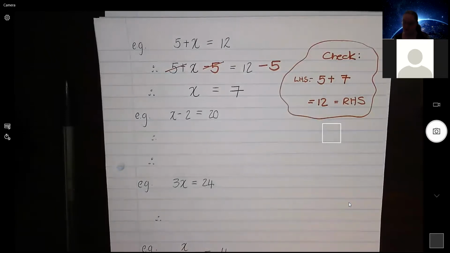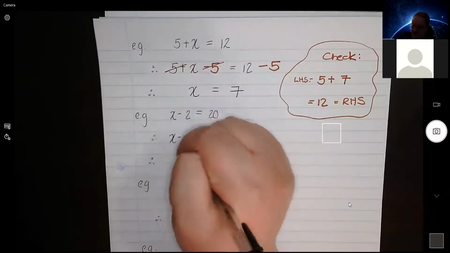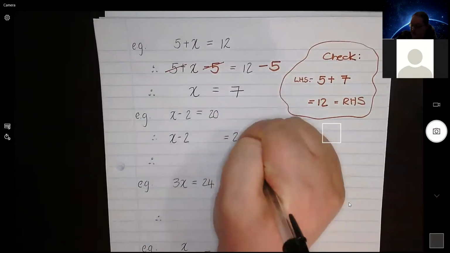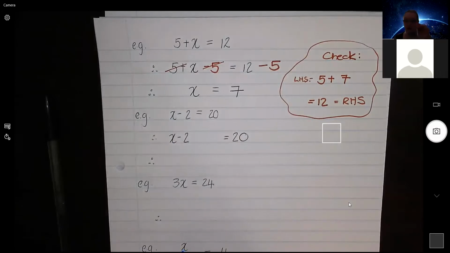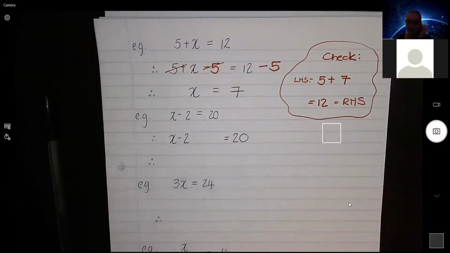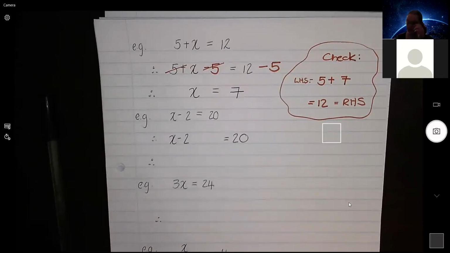Okay. So, for example, over here, we have x minus 2 equal to 20. Left-hand side equal to right-hand side, and we're trying to find a solution for x that will work, that will make these two equal to each other. Now we can do it through inspection. You don't have to do this middle step. You can do it through inspection.